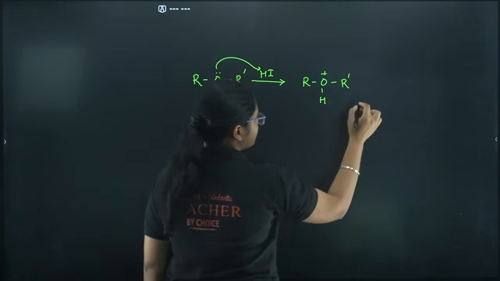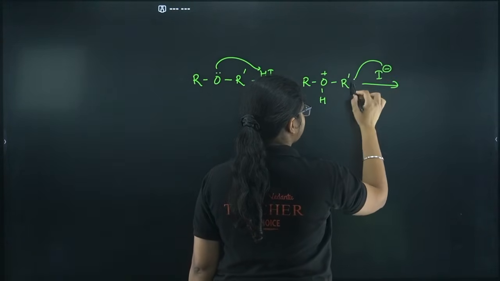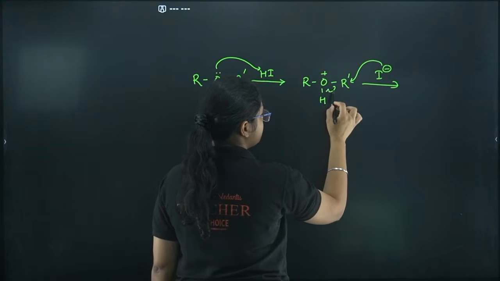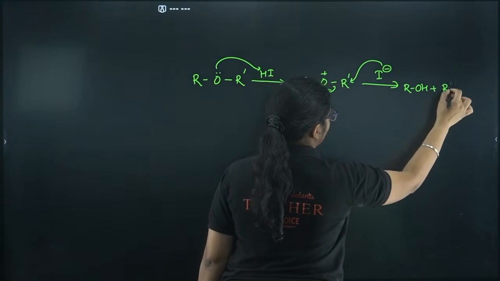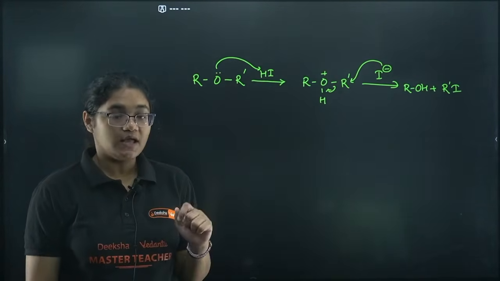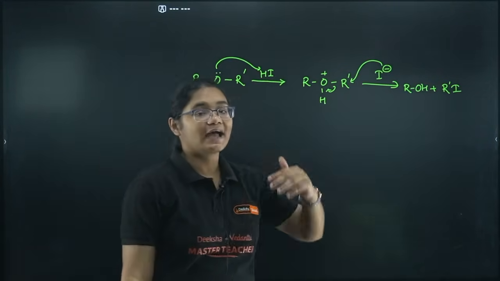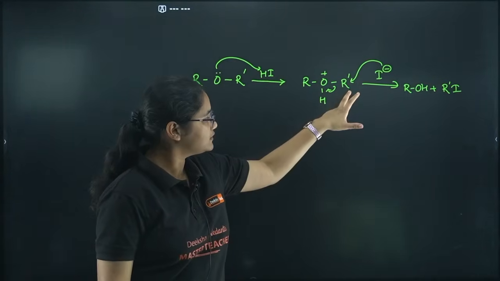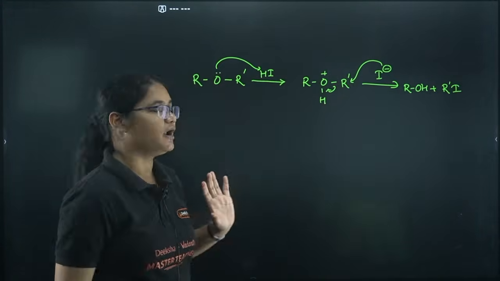After that, what happens? I minus will attack, and this bond will break and you will get ROH plus R'I. This will be the reaction. Now something important you have to understand is, where will this I minus attack? Why will it attack on this side, or in which case will it attack on the other side? There is something that we have to understand.